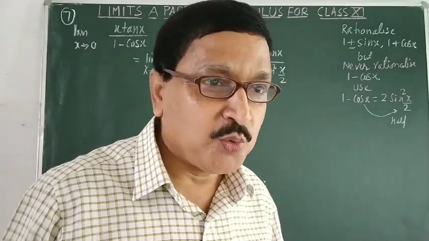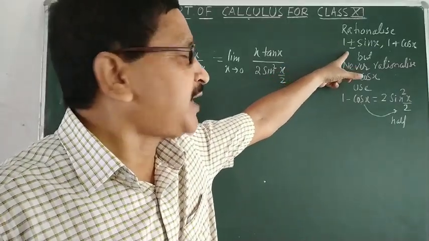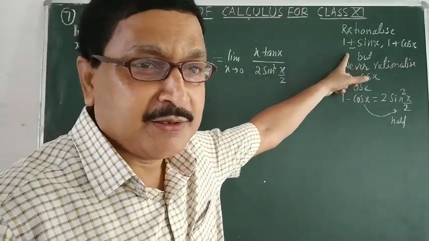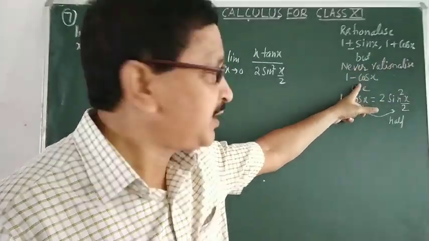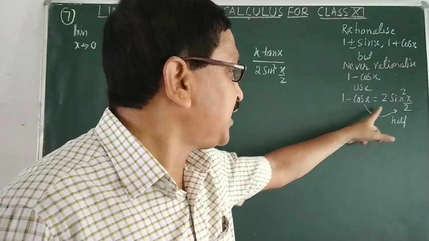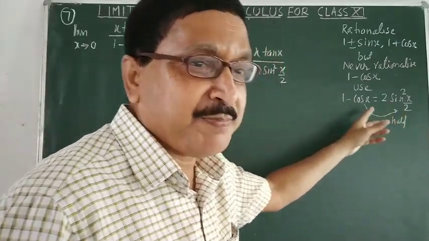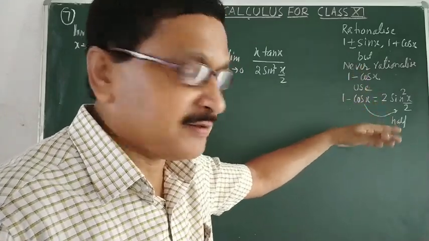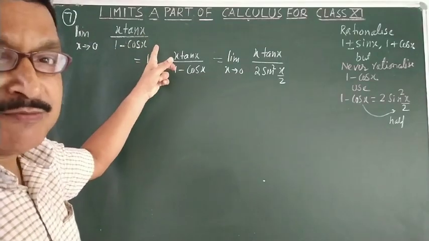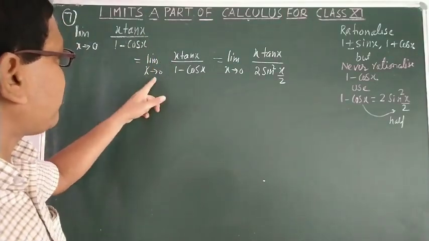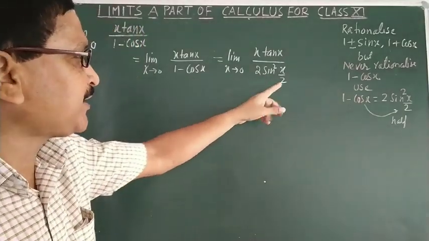This is part 2. I have already told you to rationalize 1 plus sin x, 1 minus sin x, 1 plus cos x, but never rationalize 1 minus cos x. If 1 minus cos x comes, it will be 2 sin square x by 2, the half angle. This pattern will be followed for others. So the problem is limit x tends to 0, x tan x by 1 minus cos x, and the formula for 1 minus cos x is 2 sin square x by 2.